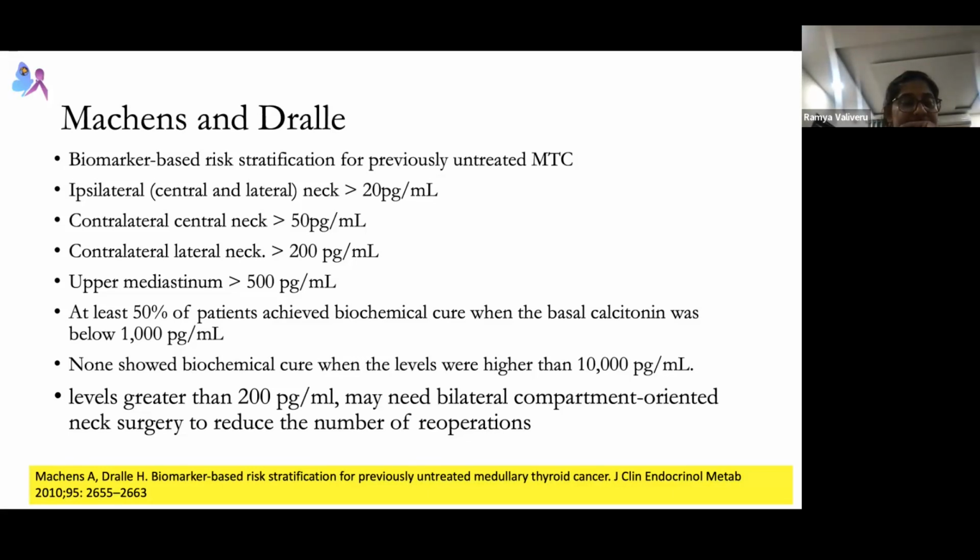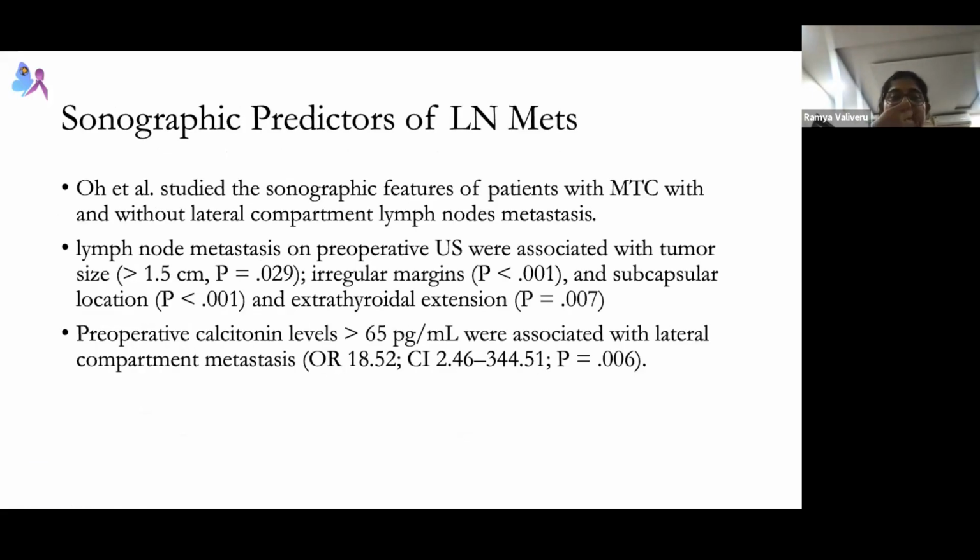At least 50% of the patients achieved biochemical cure when basal calcitonin was below 1000. None showed cure if the basal was higher than 10,000. That means it is systemic metastasis, no, more than 10,000. Of course, now with our experience we know that levels more than 200 may need bilateral compartment-oriented neck surgery. This particular thing is called compartment-oriented neck surgery, and it is done to reduce the number of reoperations. So what are the sonographic predictors of lymph node mets?